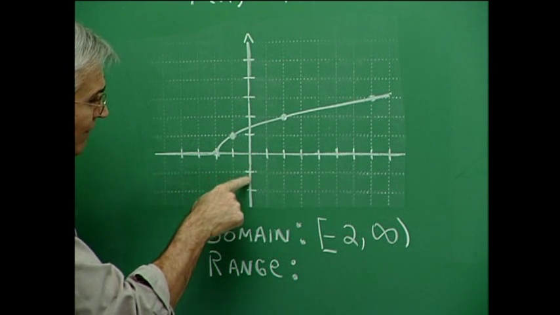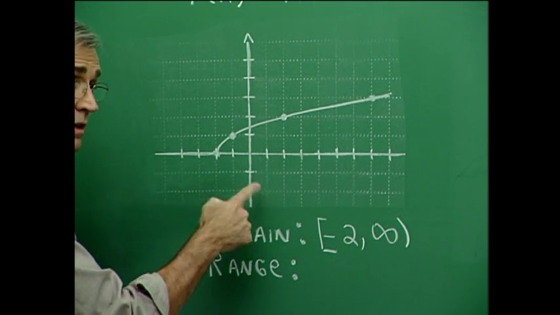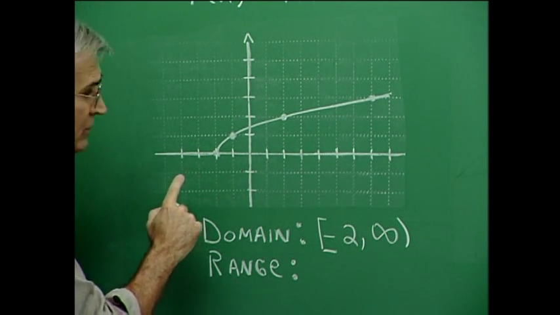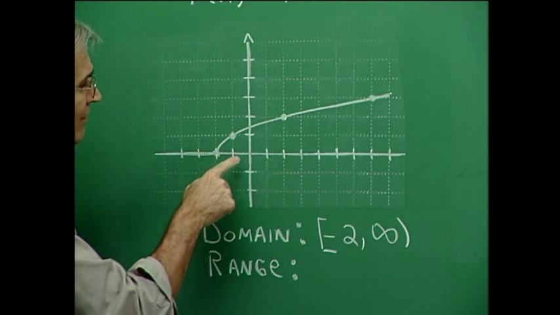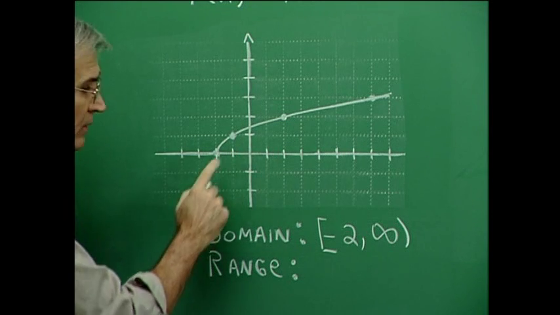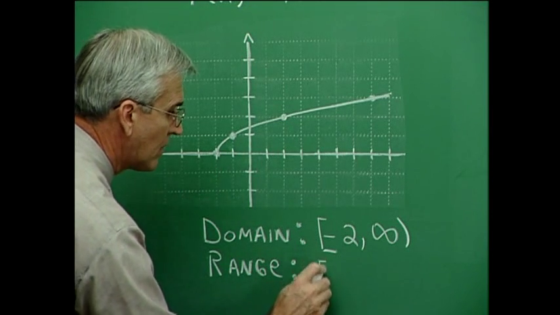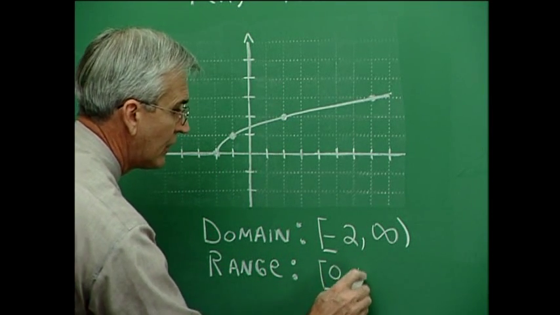But for y values down here, the graph doesn't go below the x-axis. And so for y values down here, we don't have partners that put points onto the graph. So we have no points for y values that are negative. The range then would be y values that are greater than or equal to 0. So our range then is from 0 to infinity.